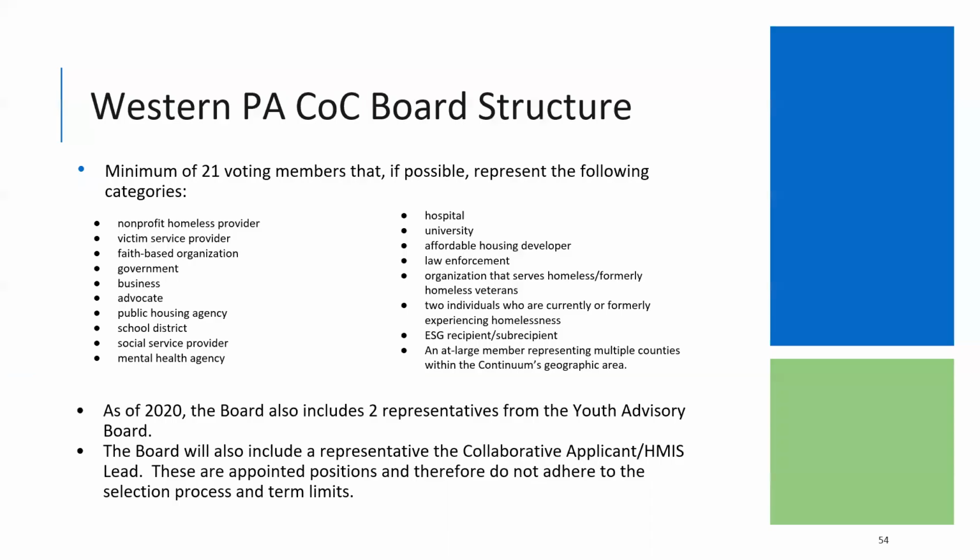We're going to talk today about the CoC structure. This is going to include your CoC board and your CoC committees and who does what. So in the Western PA CoC, the CoC governing board consists of 21 voting members.